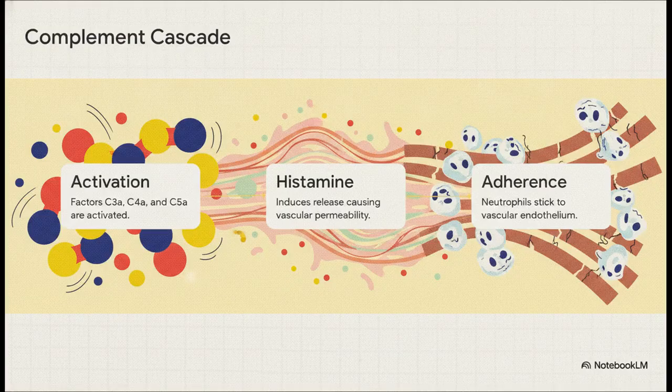Well, here is the deadly sequence of events. First, you get the activation of complement factors C3a, C4a, and C5a. Second, this induces a massive release of histamine, which causes increased vascular permeability and smooth muscle contraction. But step three is the real kicker. It promotes the physical adherence of neutrophils right onto the vascular endothelium. Your white blood cells literally stick to and damage your own blood vessel walls, leading directly to ARDS and MODS, multiple organ dysfunction syndrome. It's friendly fire on a cellular level.